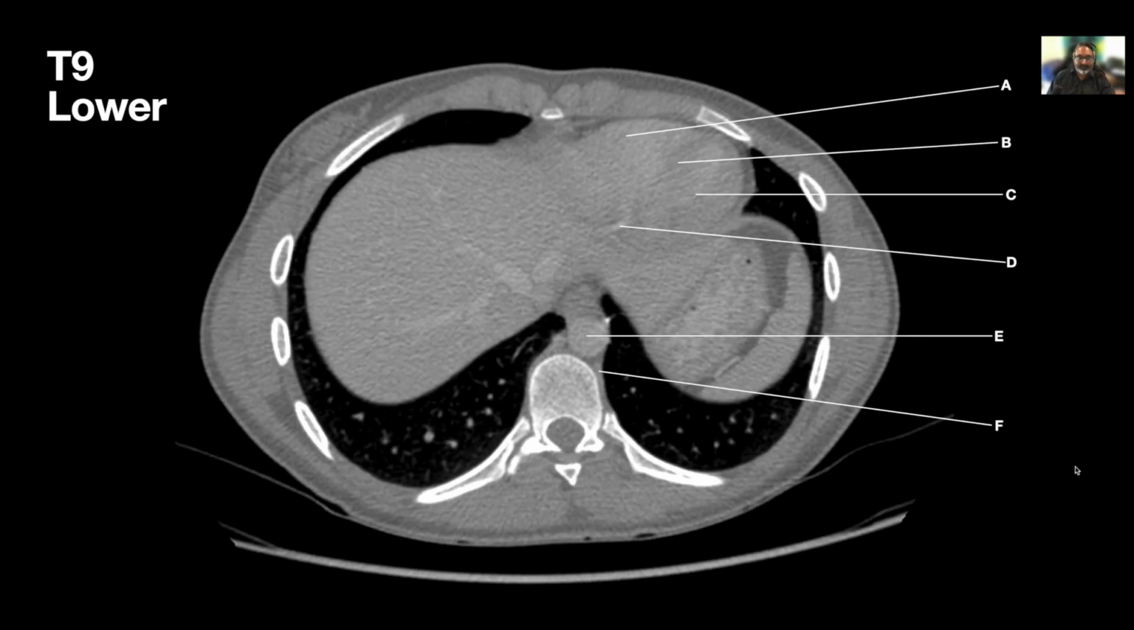All right, so now T9 lower. Now we've got a few structures. Have a look and let me know what you think they are. A would be the right ventricle. Correct. B would be the inter-ventricular septum. Correct. C would be the left ventricle. Correct.